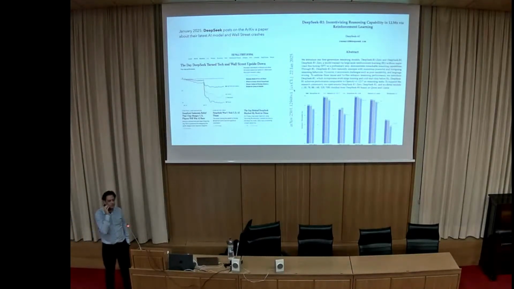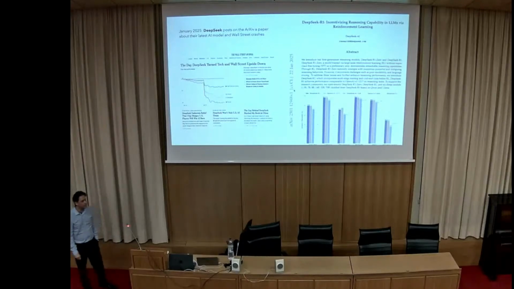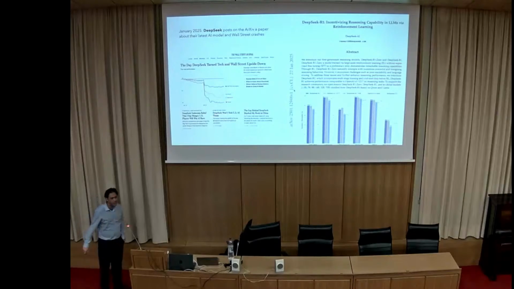A few months ago, this paper here on the right appeared on the arXiv at the end of January this year. And this is what happened when the markets opened the next day. Basically, all the tech stocks in Wall Street sharply dropped, especially NVIDIA, which makes all these fancy GPUs, chips that people use to train AI models.